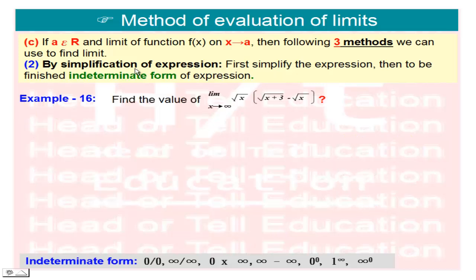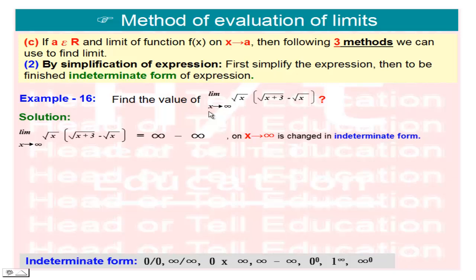One more example of the third method, this time by simplification of expression: simplify and then find the output. Find the value of the limit as x tends to infinity of root x multiplied by (root of x plus 3 minus root x). If we use the limit infinity, the form is converted into infinity minus infinity.